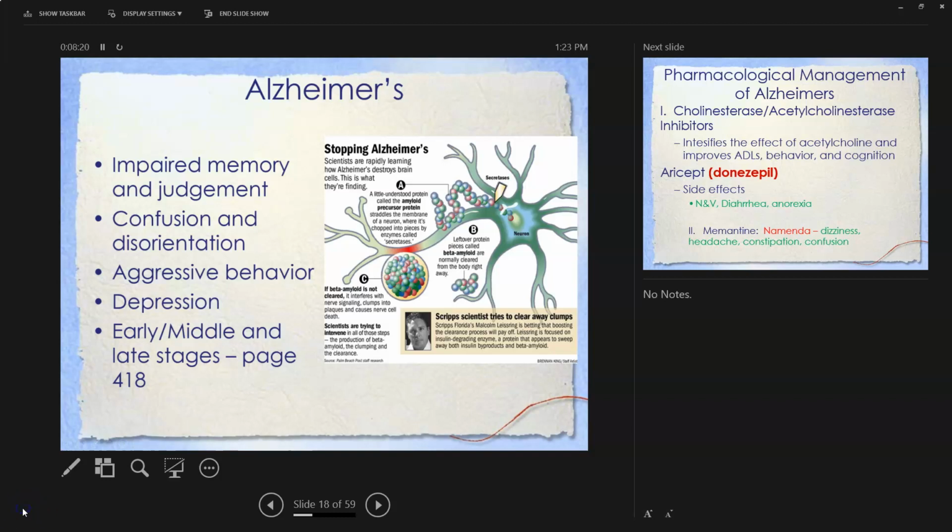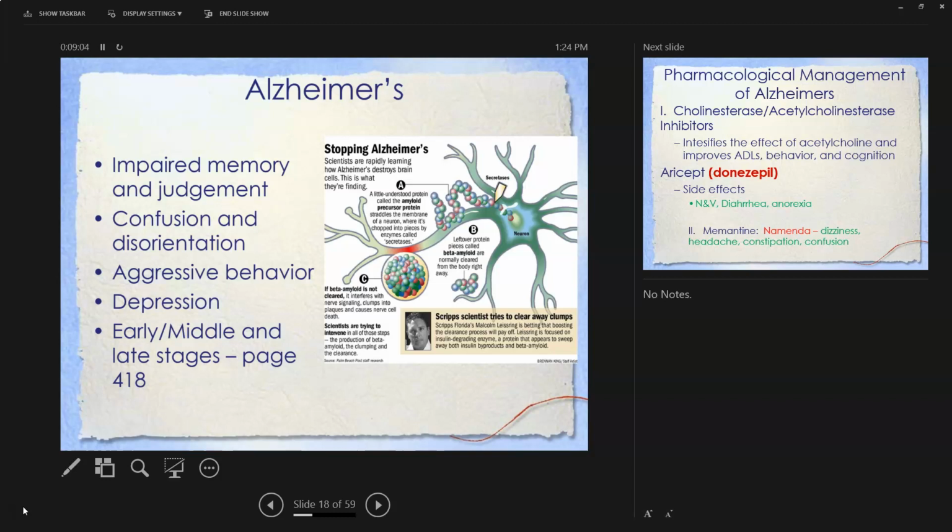Sorry, I may have gotten interrupted there briefly, but we're talking about Alzheimer's, and of course it's impaired mental memory and judgment, confusion, disorientation, certainly aggression occurs, and depression. The early and late stages are listed on page 418 of your textbook. Certainly the beginning is forgetfulness. They can't remember some simple things, or parts of their job that they were doing. In the middle, they're beginning to have difficulty speaking and understanding. They may not recognize their family members, or simple tasks such as combing their hair.